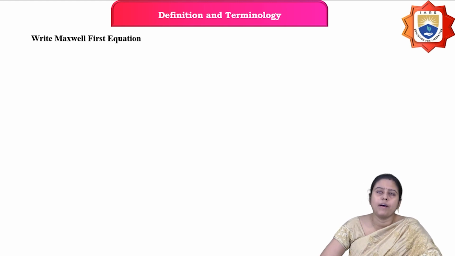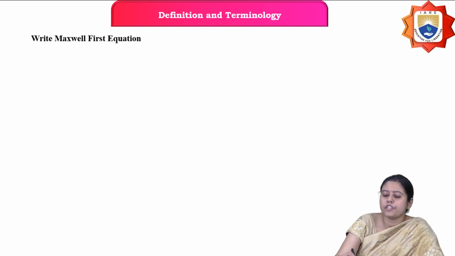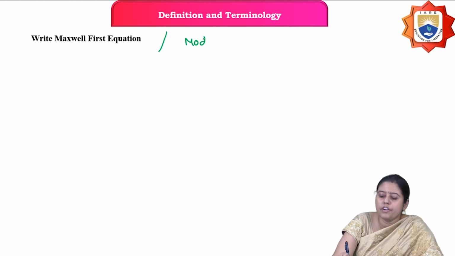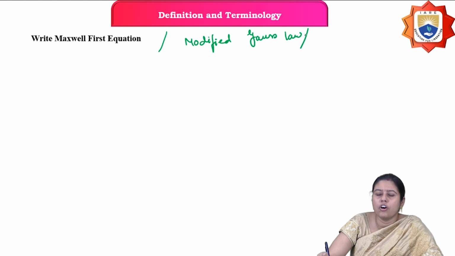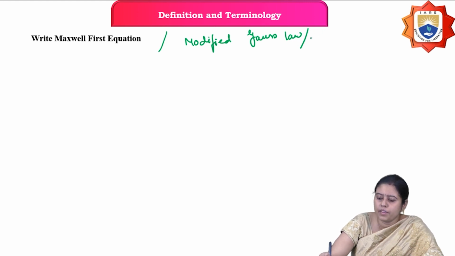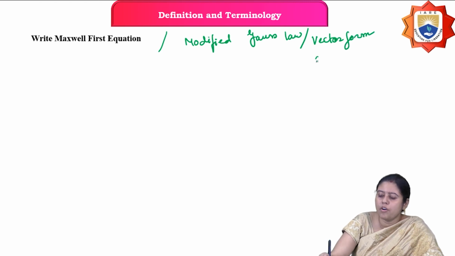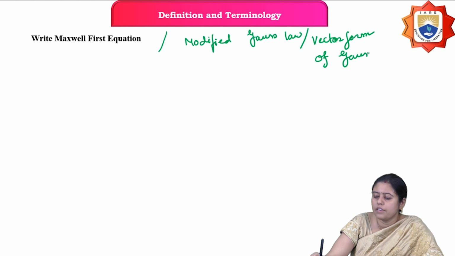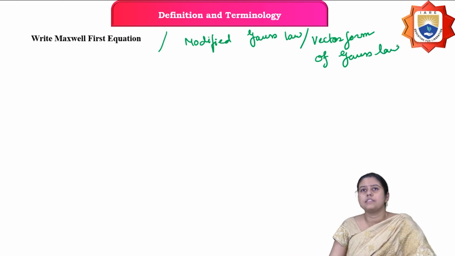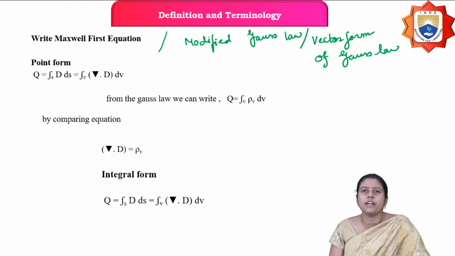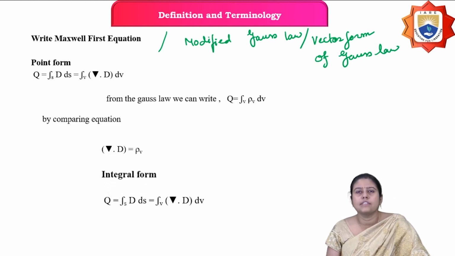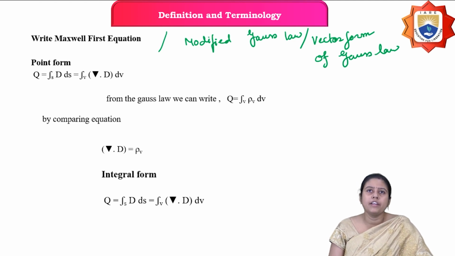Write Maxwell's first equation. Maxwell's first equation is also known as the modified Gauss law, or we can call it the vector form of Gauss law. So what does Maxwell's first equation tell? Maxwell's first equation has two parts. One is the point form. What is the point form? The point form we can find from the Gauss law.